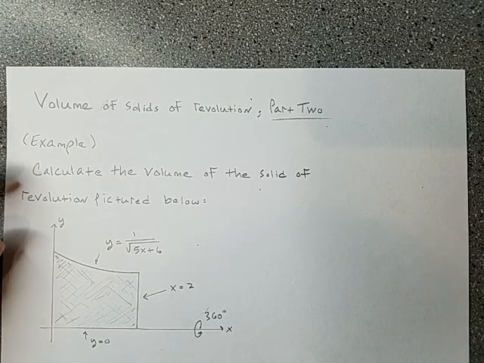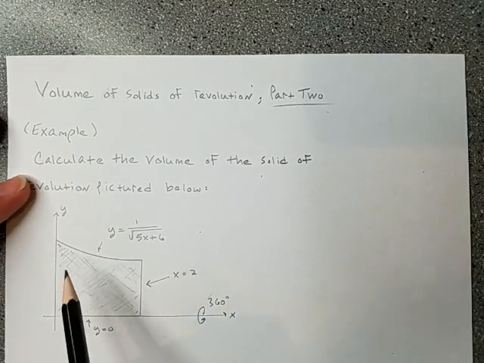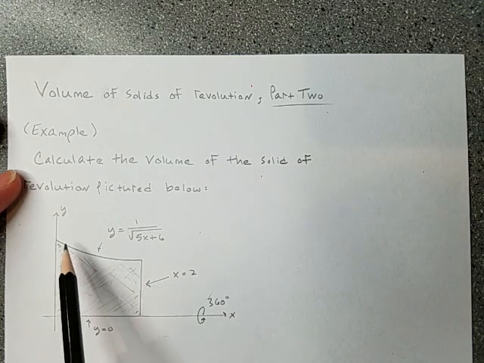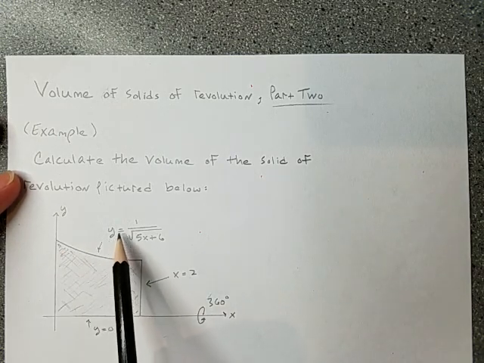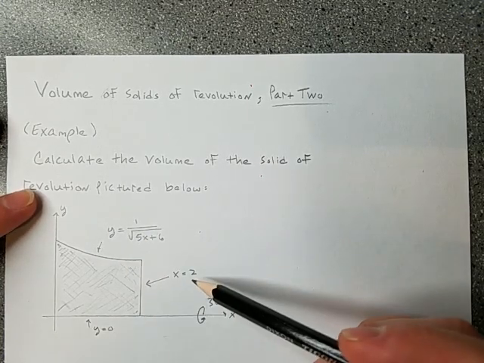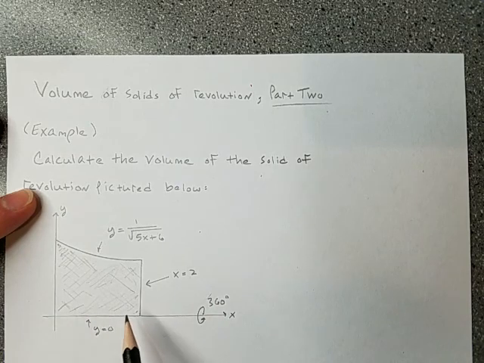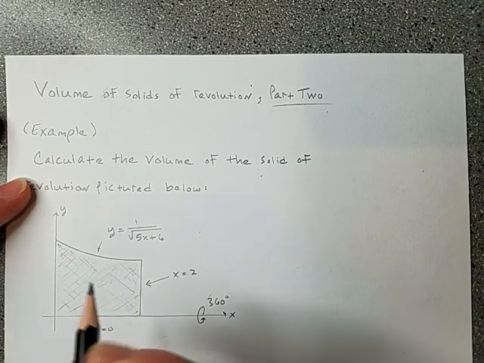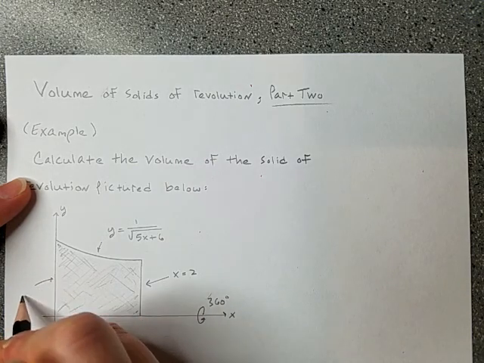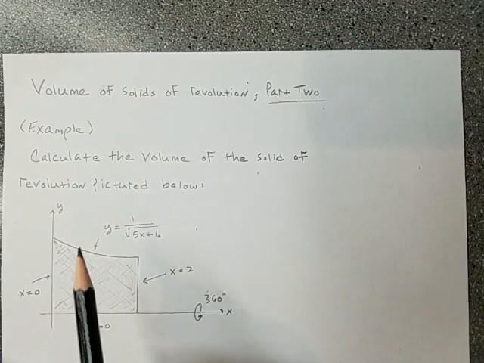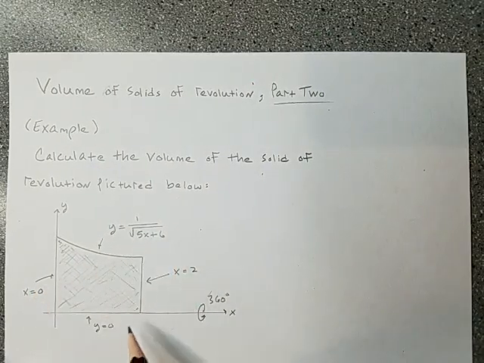It says, calculate the volume of the solid of revolution as pictured. So I've got this region here that's two-dimensional, this flat region. It's contained up here by this curve, y is equal to 1 over root 5x plus 6, this vertical line, x is equal to 2, and then down here by the x-axis, and I've shaded it, all right? And over here, what would you call that vertical line? The y-axis, or x is equal to 0. So this shaded region is contained by these four things.